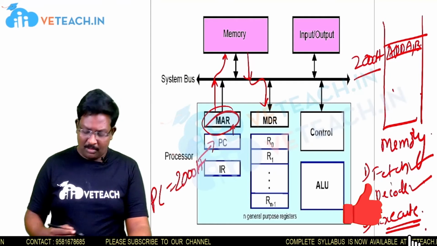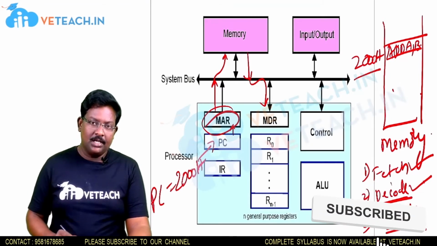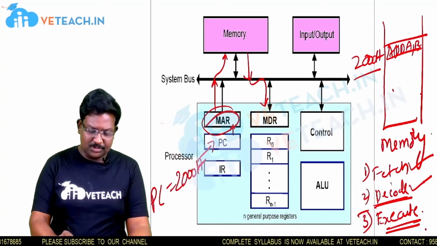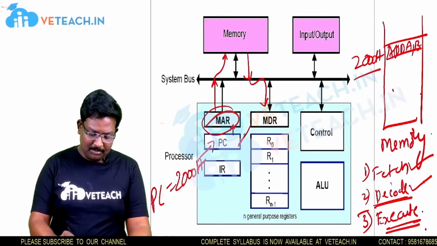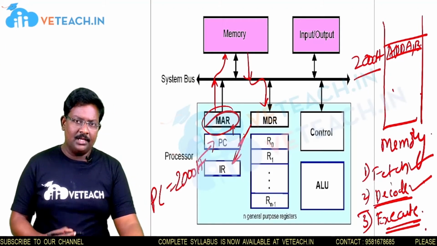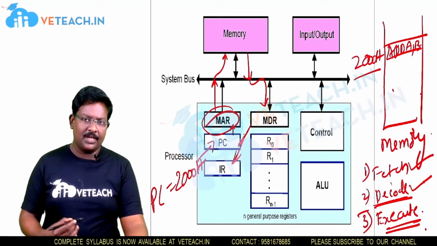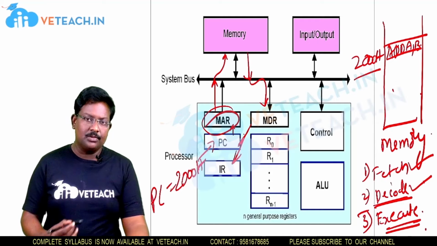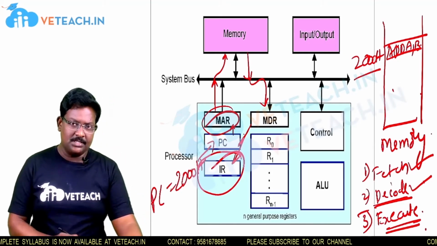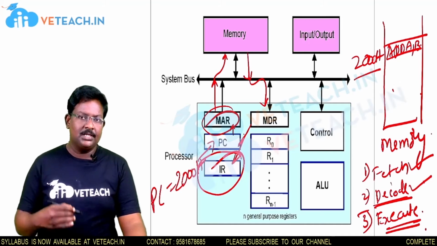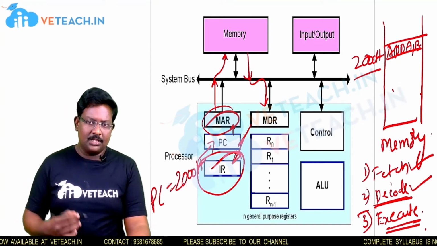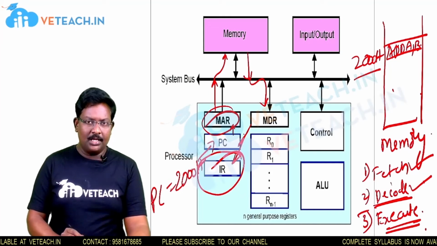Now we perform the second operation, the decode operation. We move the instruction present in the MDR from the MDR to the IR. The IR is called the instruction register, where the instruction is decoded, so that the instruction can be executed. The decode operation is done in the IR register.